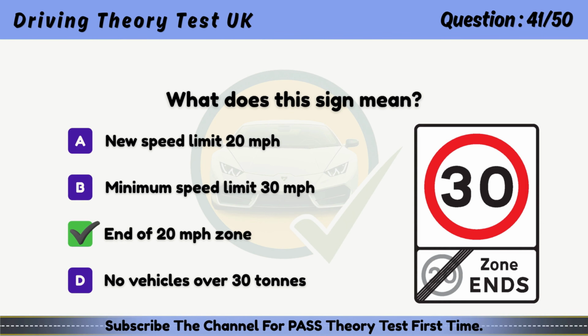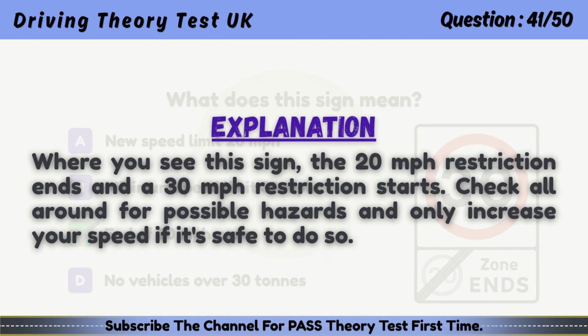Answer is C. End of 20 miles per hour zone. Where you see this sign, the 20 miles per hour restriction ends and a 30 miles per hour restriction starts. Check all around for possible hazards and only increase your speed if it's safe to do so.